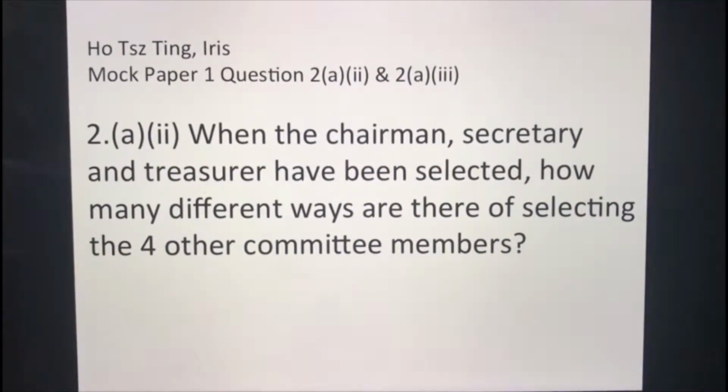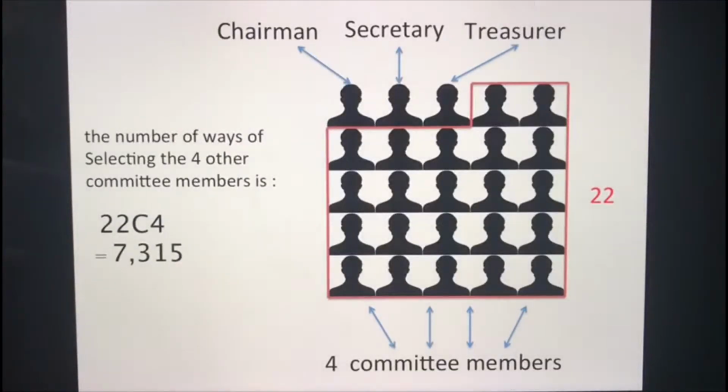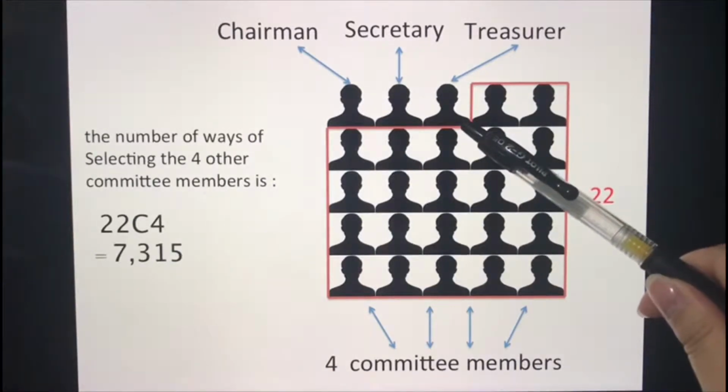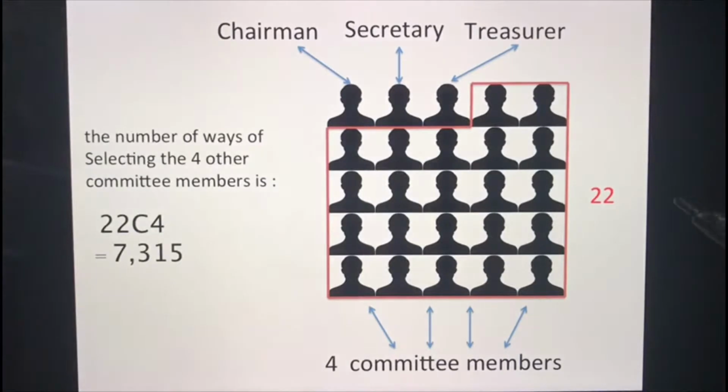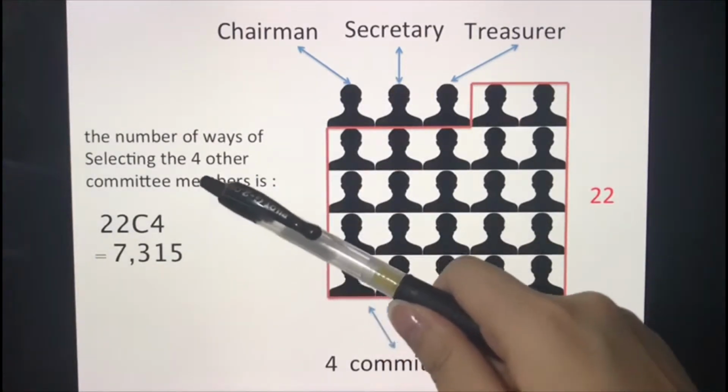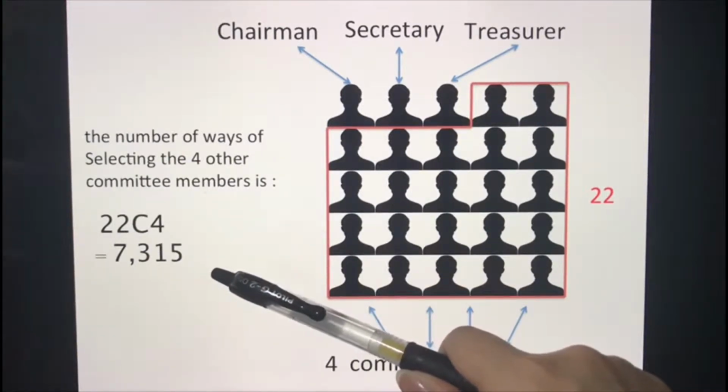Today I'm going to explain question 2A2 and 3 in mock paper 1. When the chairman, secretary, and treasurer have been selected, how many different ways are there of selecting the 4 other committee members? As 3 members of the society have already become the chairman, secretary, and treasurer, there are 22 members of the society who can be selected to become the 4 other committee members. As the positions of the 4 committee members are the same, the order of selection does not count. We can use combination to finish this question. Therefore, the number of ways of selecting the 4 other committee members is 22 combination 4. So the answer is 7,315.